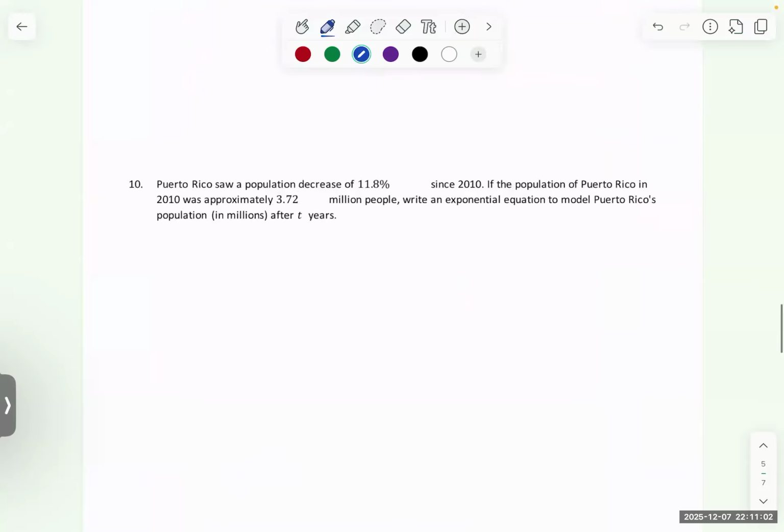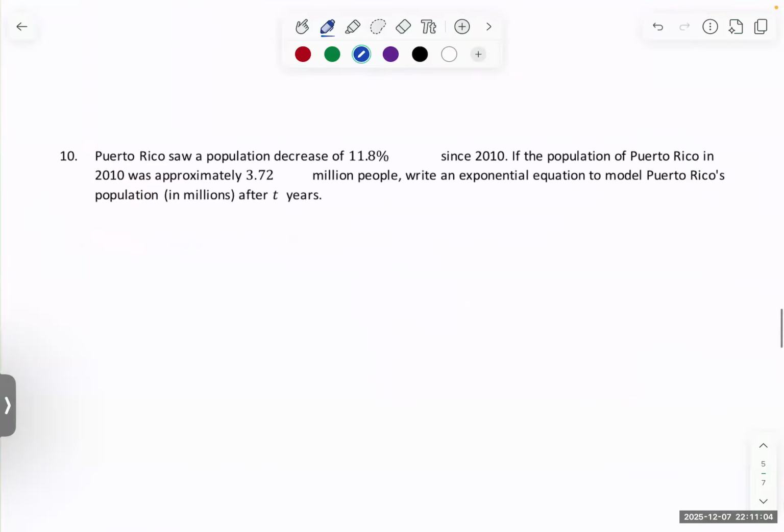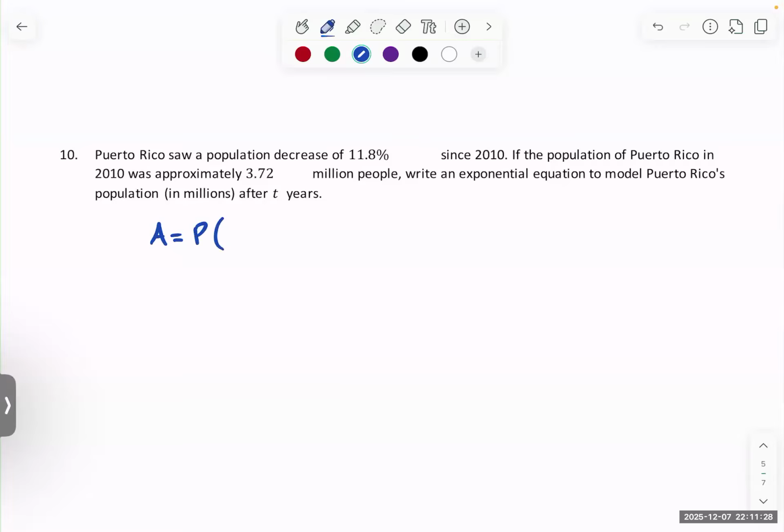Okay, Puerto Rico saw a population decrease of 11.8% since 2010. If the population of Puerto Rico in 2010 was approximately 3.72 million people, write an exponential equation to model Puerto Rico's population in millions after T years. Okay, so all you would need to do here, so this is A equals P times 1 plus or minus R to the power T, where P is your principal amount and A is the total amount.